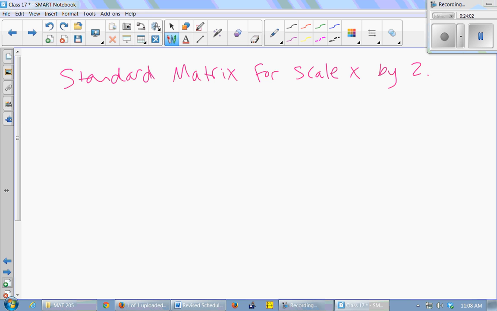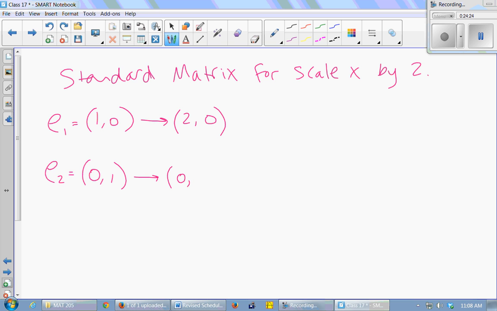So again, you just have to know where e1 and e2 go. e1, which is 1, 0. e2, 0, 1. If you scale this X coordinate by 2, where do you land? 2, 0. And if you scale this X coordinate by 2, where do you land? 0, 1, because 0 times 2 is still 0. So my standard matrix A, the columns are just these points: 2, 0, 0, 1. That's going to scale your X coordinates by 2.